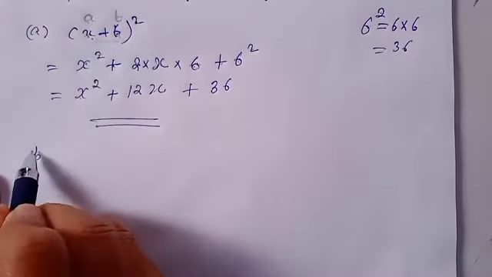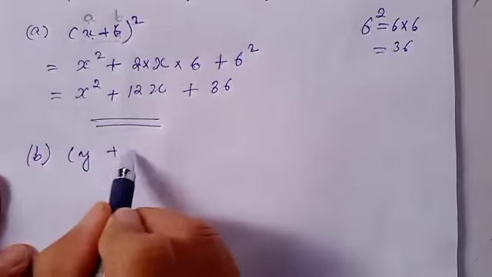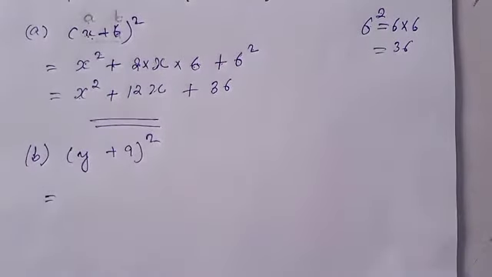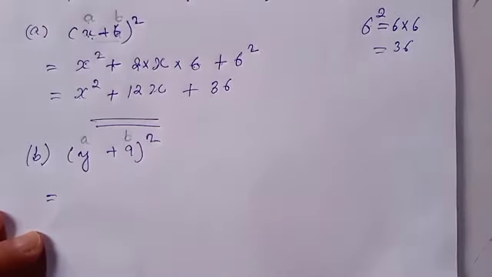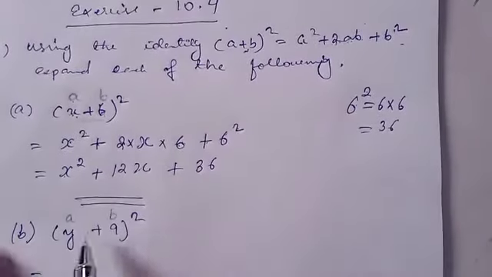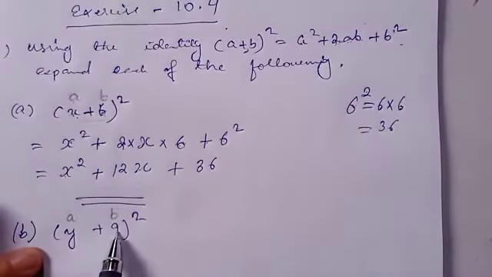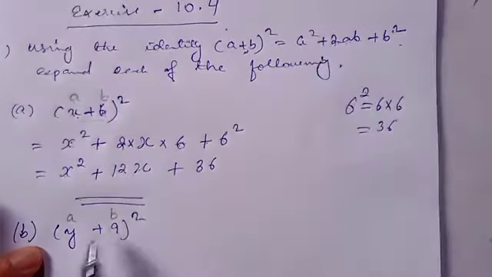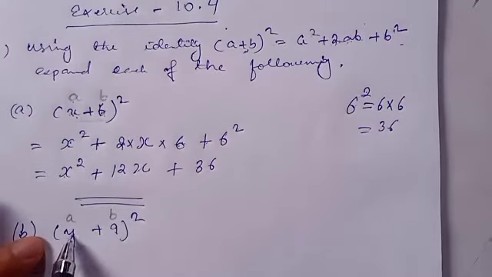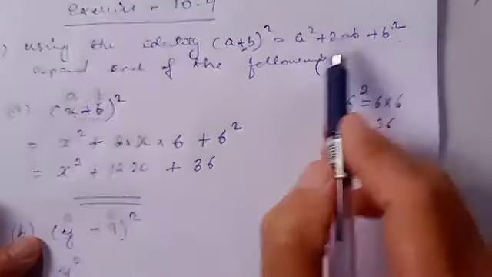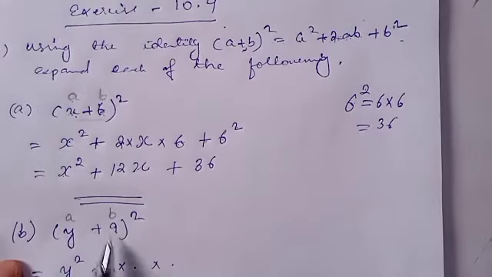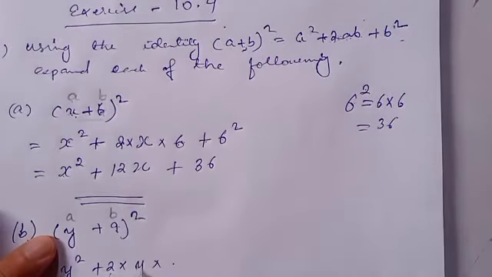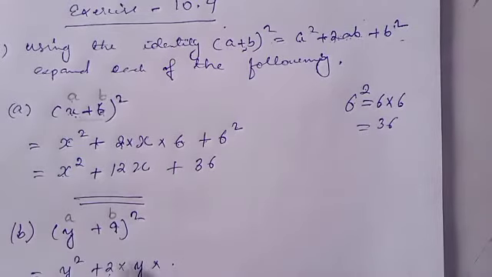Okay, let's try more questions. Question number B. y plus 9 the whole square. In this question, let's take y as a, 9 as b. a plus b the whole square, y plus 9 the whole square is equal to a square. First, we have to write a squared. Which one is a here? y is in a's place, so y will be a, that is, y squared is a squared. Plus 2ab, means 2 into a into b. Here we are taking y as a, so let's write y into b. 9 is in b's place, that means we can take 9 as b, so in place of b, you write 9.